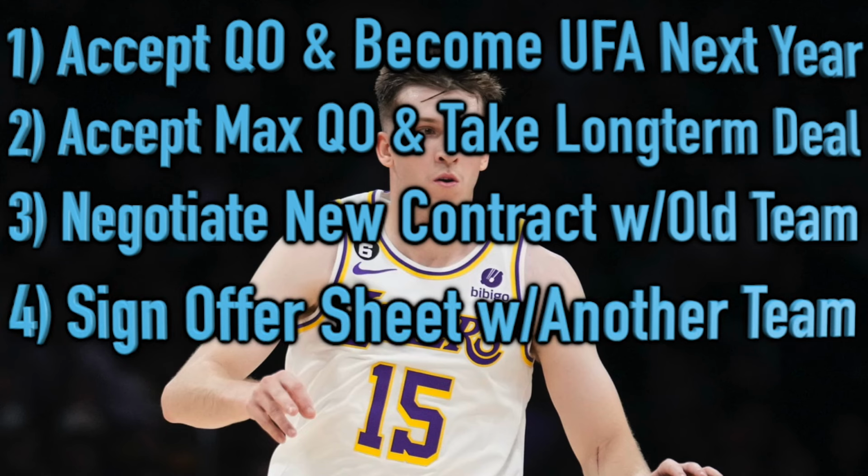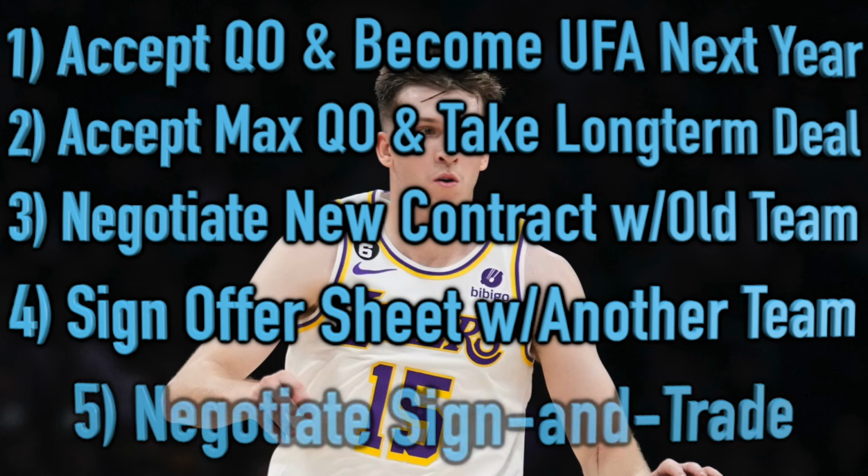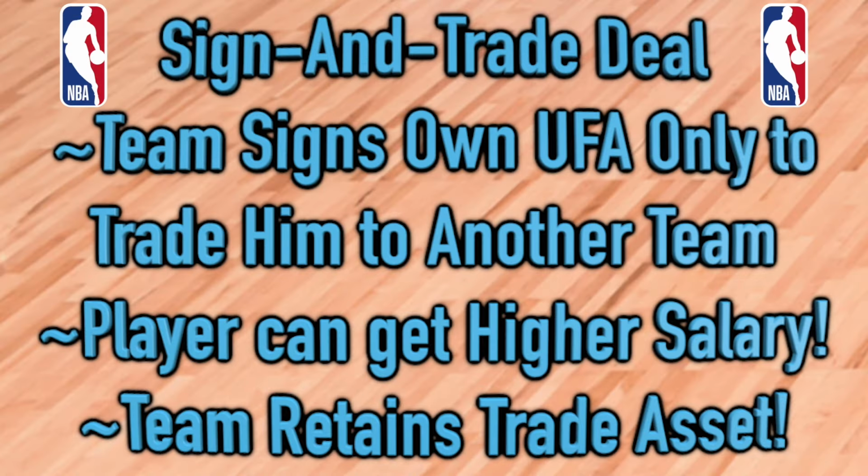The player can negotiate a new contract with the original team independent of the qualifying offer. Fourth, he can sign an offer sheet with another team, which his original team would have an opportunity then to match. And fifth, he can negotiate a sign and trade if he hasn't signed an offer sheet with another team. A sign and trade is essentially a deal where a team signs their own free agent only to trade him to another team right away.